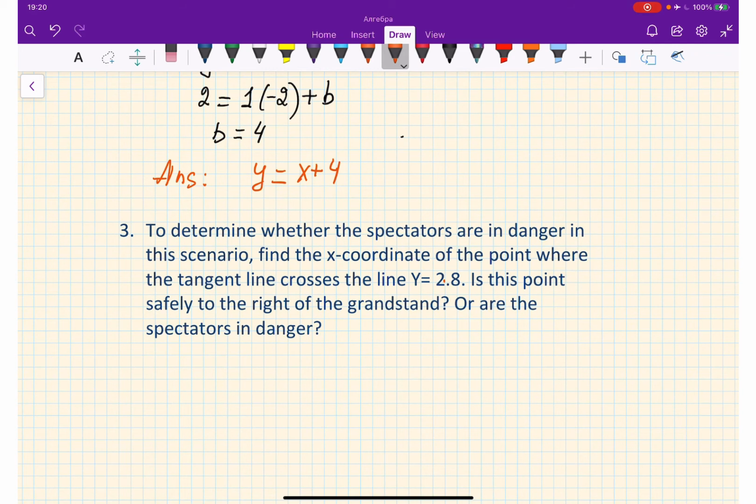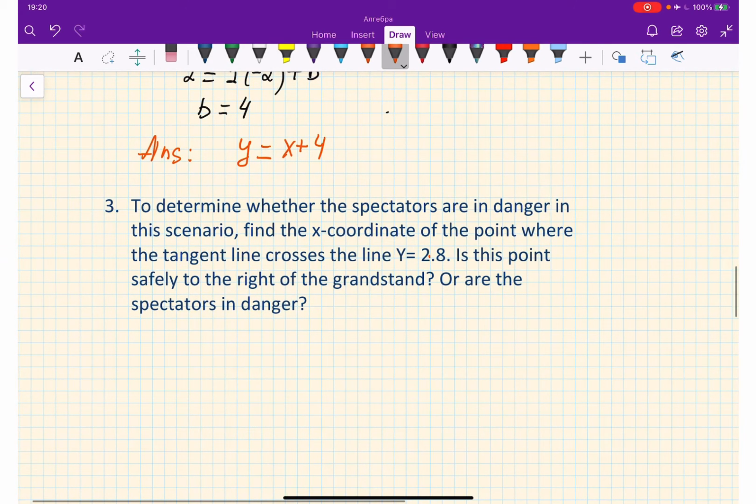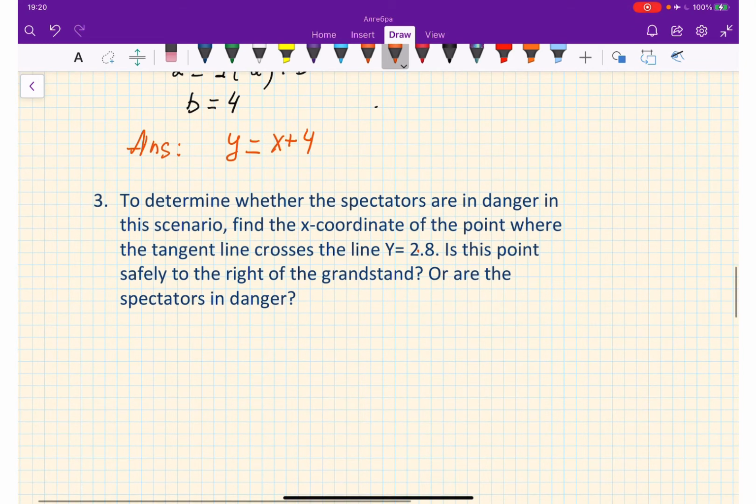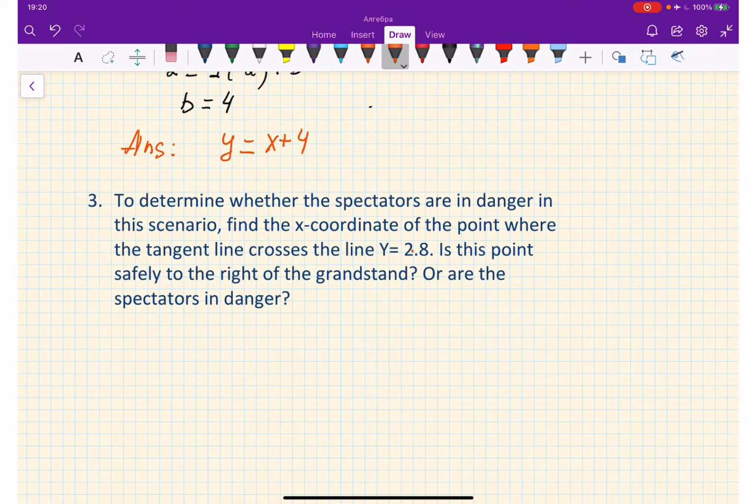Well, I hope it's interesting because this problem is really interesting, at least to me. So hopefully it's interesting to you also, because this way you can see how to apply calculus to real life, how it's used in engineering. Question number 3. To determine whether the spectators are in danger in this scenario, find the x-coordinate of the point where the tangent line crosses y is equal to 2.8.